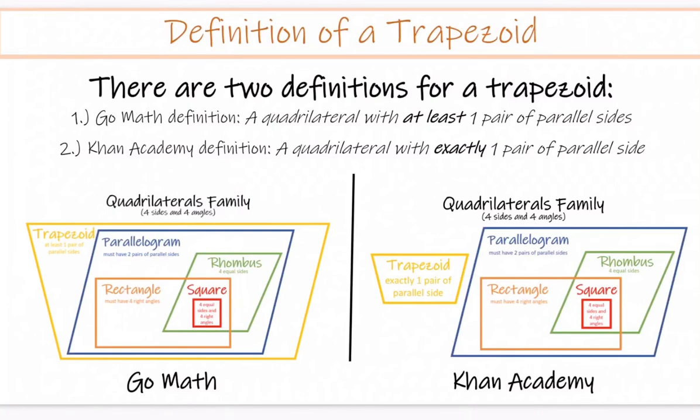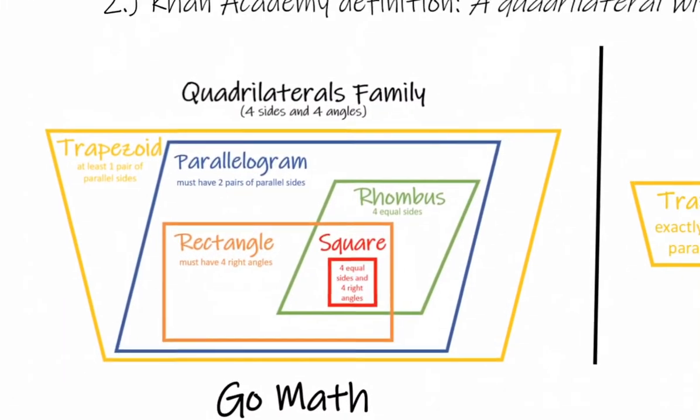Now, in the Go Math version, I've showed you this already, this is what the quadrilateral family would look like. The trapezoid would be in like the parallelogram, rectangle, rhombus, square and parallelogram would be all in the trapezoid, because the trapezoid definition says at least one pair of parallel sides.